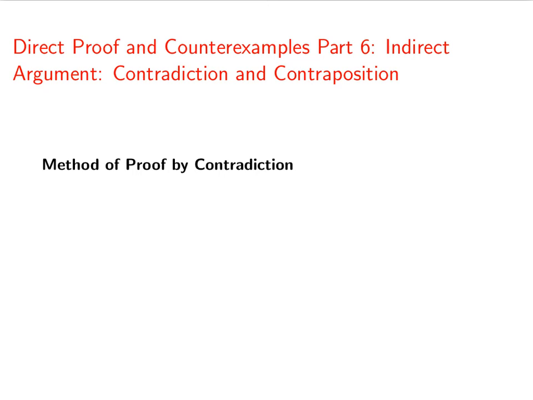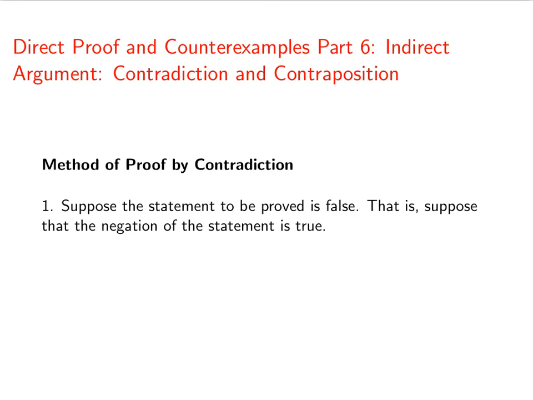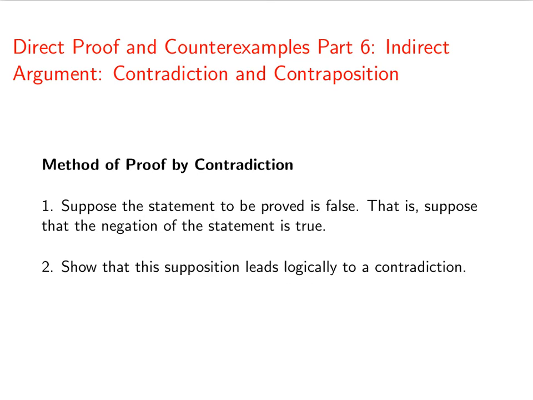Now let's outline our method of proof by contradiction. First, we take whatever statement we're working with and we suppose that it's false. That is, we're going to suppose that the negation of the statement is true. The next step is that we show that this supposition leads logically to a contradiction. It leads to something that cannot be true. And then we can conclude that whatever we started with, that statement, is true.